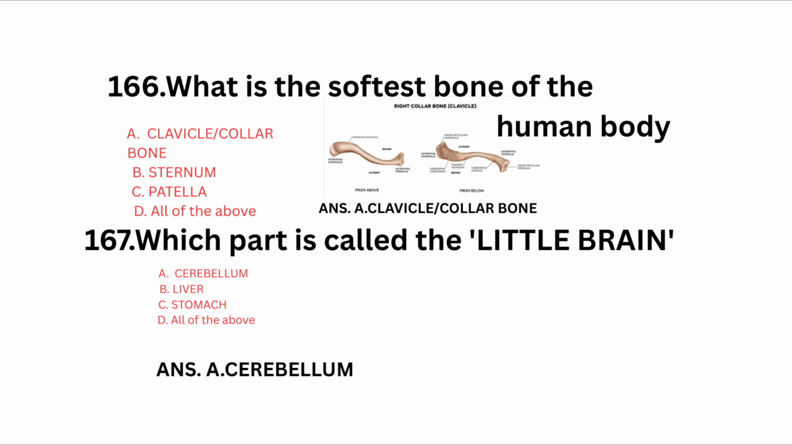166. What is the softest bone of the human body? A, clavicle or collarbone, B, sternum, C, patella, it's in the knee, D, all of the above. Answer is A, clavicle or collarbone.